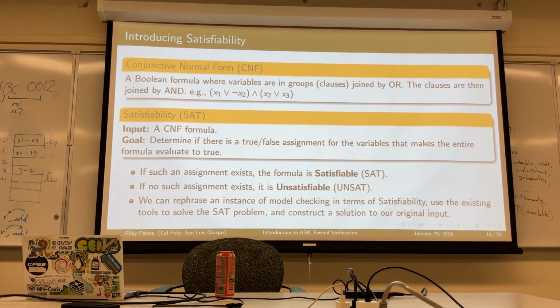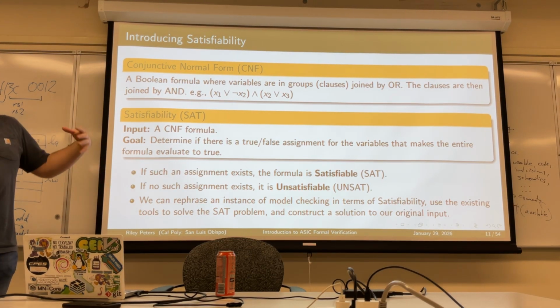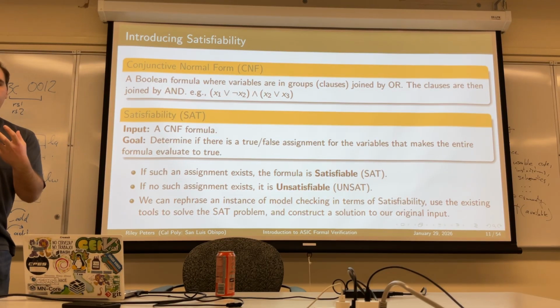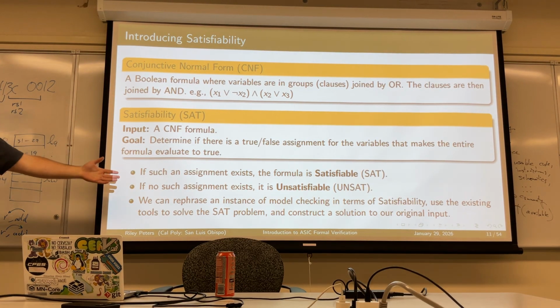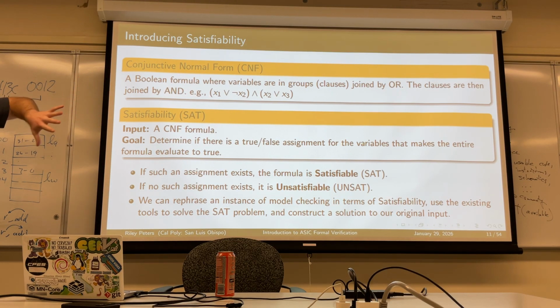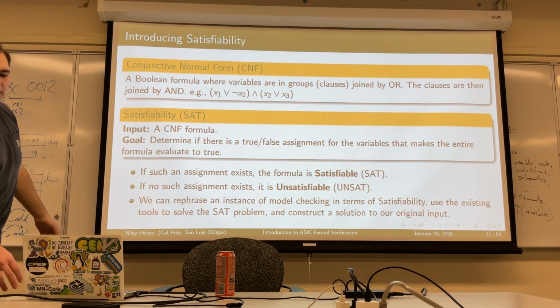For those who haven't run into satisfiability, it's really just one massive Boolean equation with a bunch of variables, and the goal is to find if there's some assignment of true or false to those variables that makes the whole equation true. If there is an assignment that exists, a tool that can solve a SAT problem will return the assignment and tell you that it's satisfiable. If there is no assignment, it'll say that the equation is unsatisfiable. And we can rephrase our model checking problem in terms of SAT and use a SAT solver to solve the model checking problem for us.